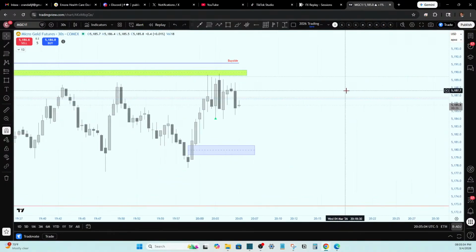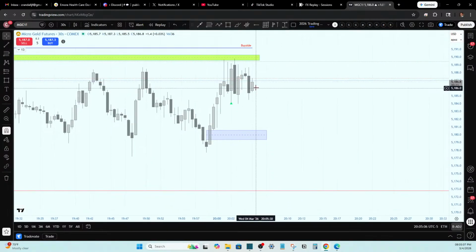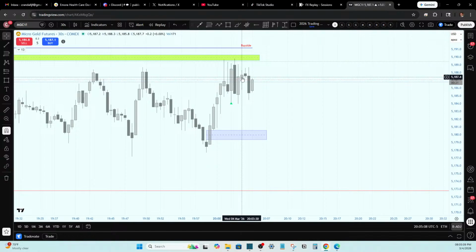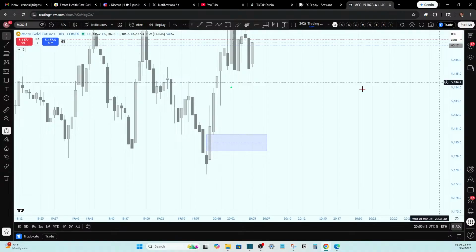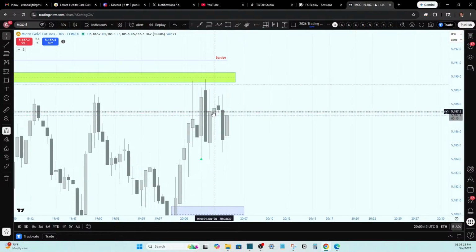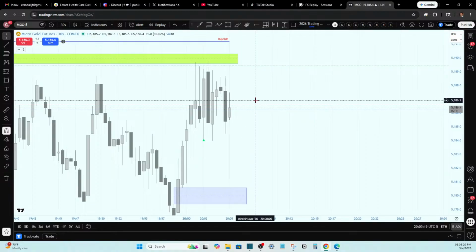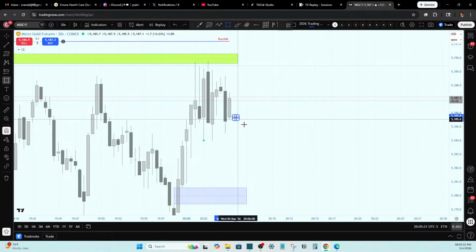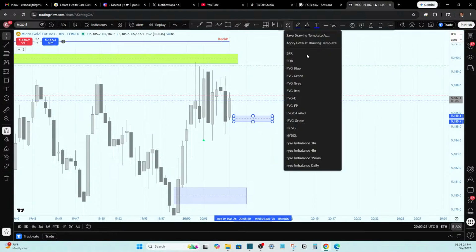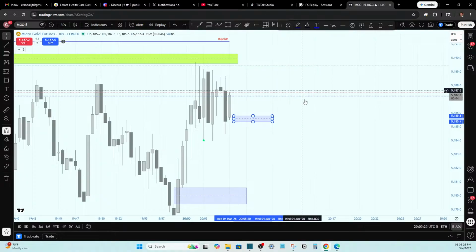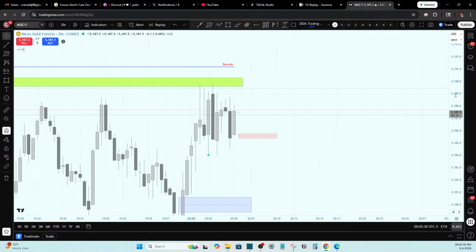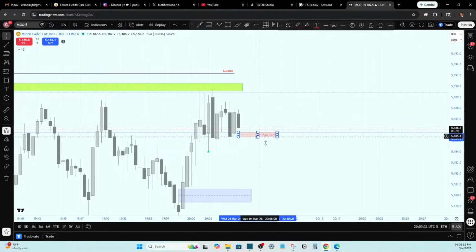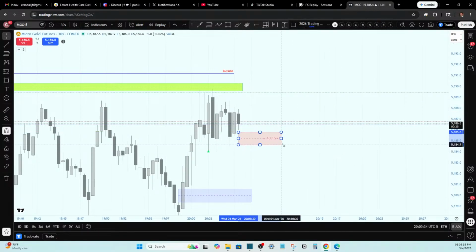Okay, here we go. So, no, maybe. Let's see. No, no fair value gap there. So what I'm looking for is a bearish fair value gap, because I have a bearish bias today. So we'll see what happens.